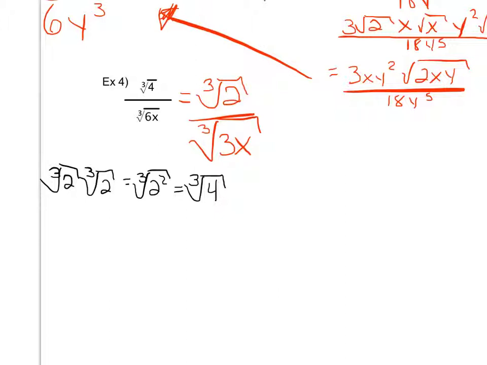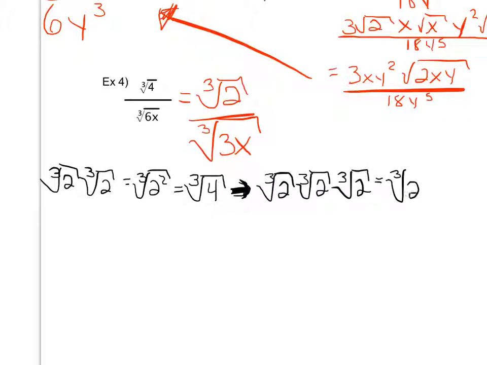But what if instead I did the cube root of 2 times the cube root of 2 times the cube root of 2? Wouldn't that then give me the cube root of 2 cubed? Or the cube root of 8? Either way I look at it, the cube root of 2 cubed, my cube root and my cube will cancel, leaving me with just 2. The cube root of 8 is 2, so regardless of which of those two forms I use, I get just 2 and my radical has disappeared.